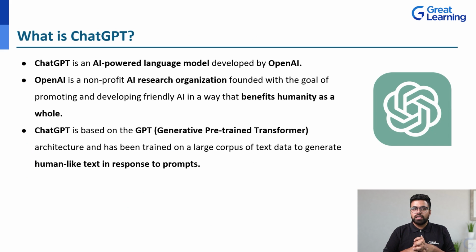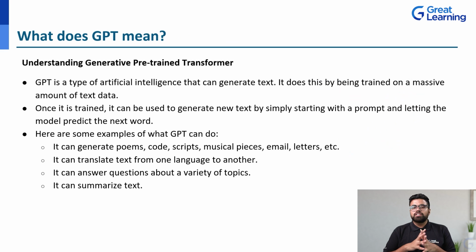So that's the whole crux behind ChatGPT, in which we humans provide certain prompts, the things that we want the computer to answer, and since it's a text-based model, it will give us results in a text-based format. Now let's dissect the term GPT. What does it mean in a more technical way? GPT stands for Generative Pre-trained Transformer, right? It is a type of artificial intelligence that can generate text. It does this by being trained on massive amounts of data. Once it's trained, it can be used to generate new text by simply starting with a prompt and letting the model predict the next word.